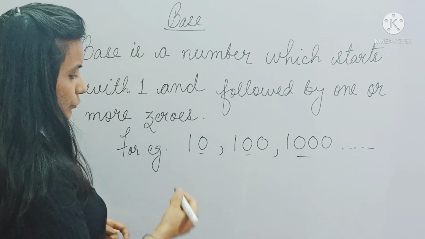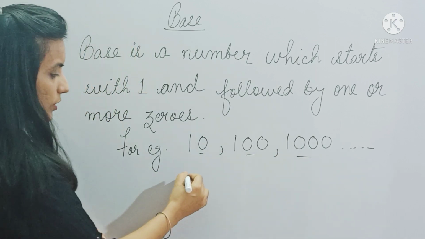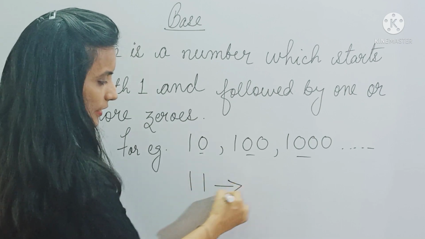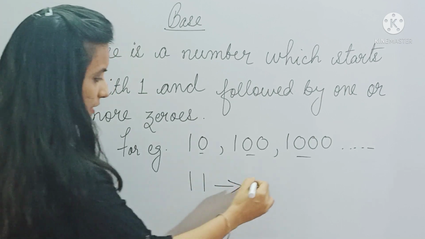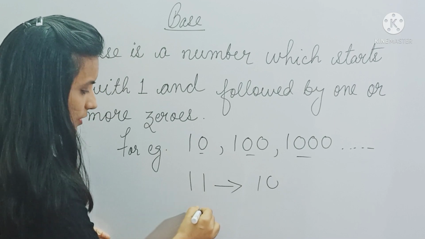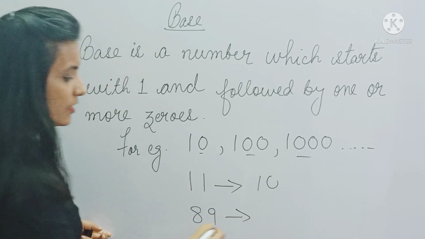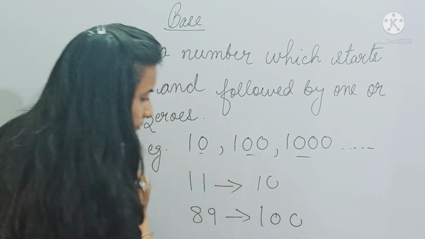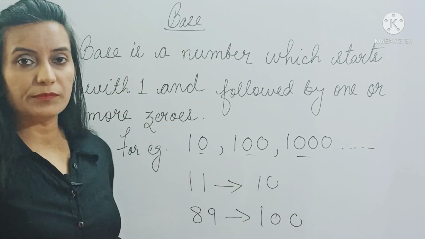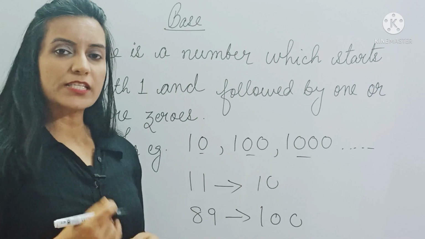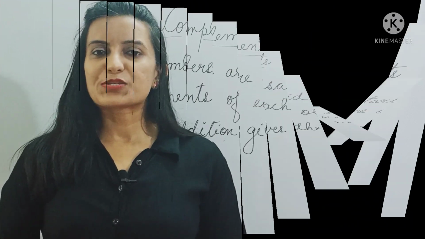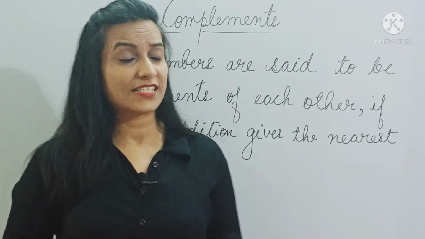Alright, so for example, if I ask you what is the nearest base of 11, so it will be 10. Now what will be the nearest base of 89? It will be 100. So I hope the meaning of base is clear. Now let's move on to complements. So let's see what are complements.